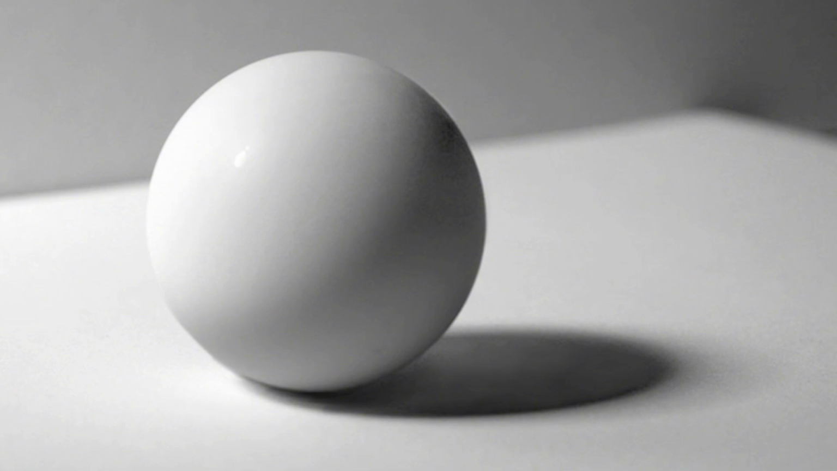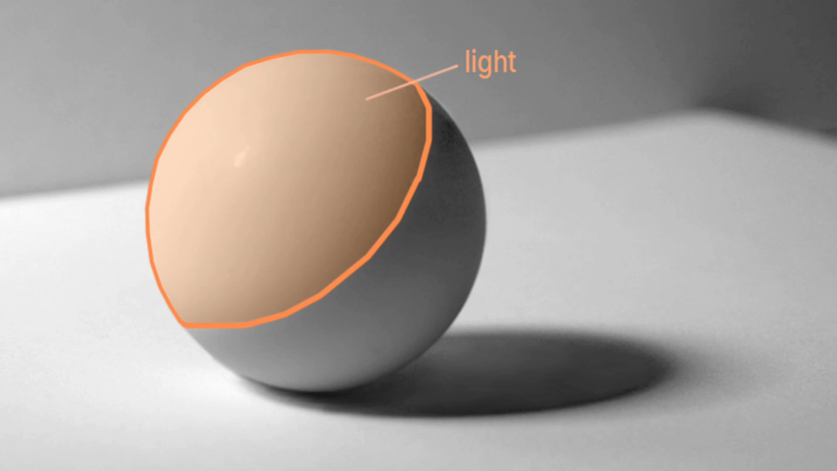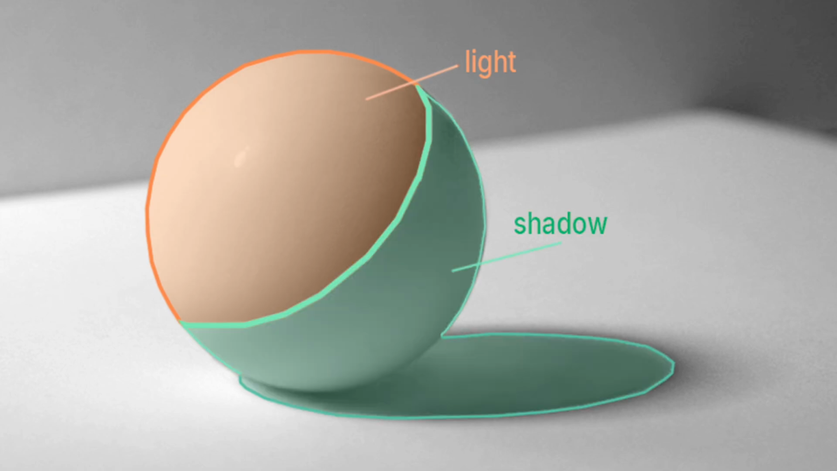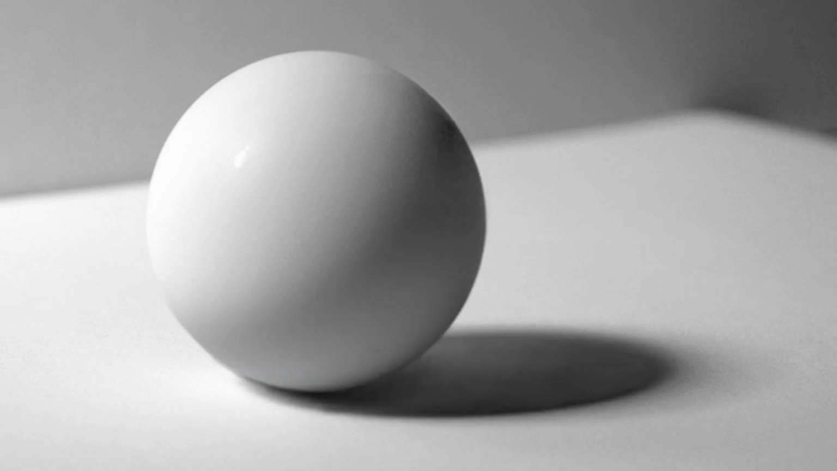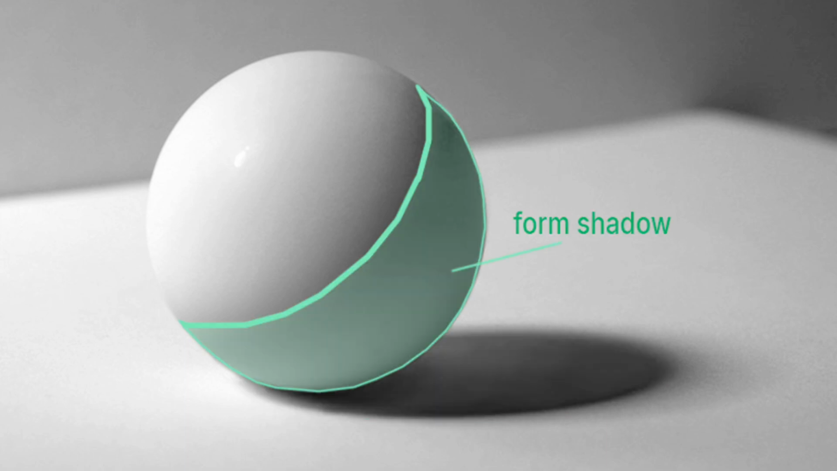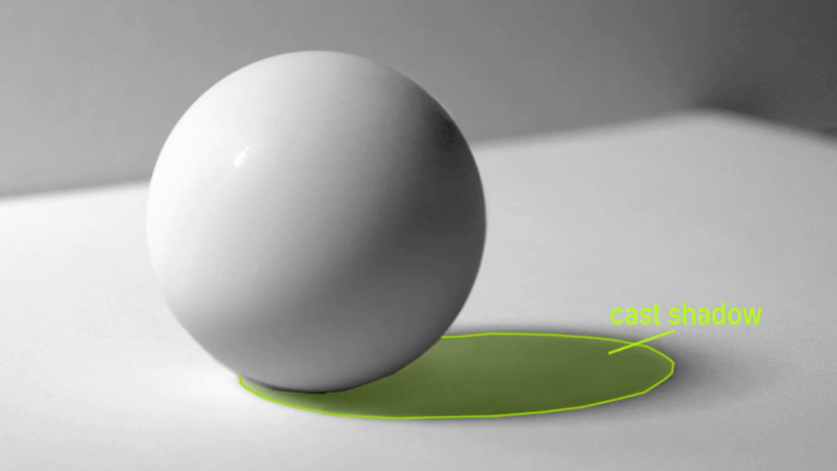First, let's start off by zoning it out into two large zones, the light side and the shadow side. Let's break down the anatomy of the shadow first. There are broadly two types of shadows, the form shadow and the cast shadow. A form shadow is created when the planes of an object are turning away from the light source. A cast shadow is created when an object is blocking the light source from hitting another object or the ground plane. Let's break down the form shadow even further.